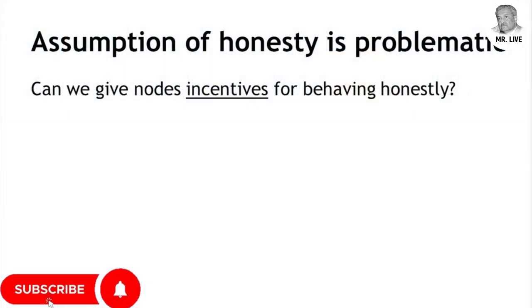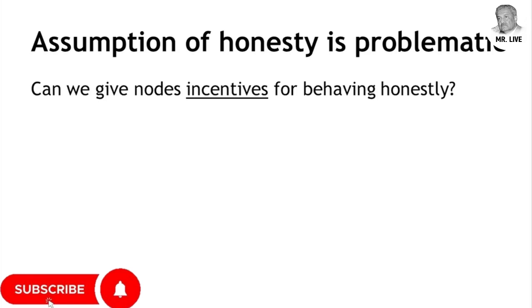I asked you to take a leap of faith with me earlier in assuming that we're able to pick a random node, and perhaps more problematically, that at least 50% of the time this process will pick an honest node. But of course, this assumption of honesty is quite problematic, especially if there are financial incentives for participants to subvert this. Then why would we expect any node to be honest, really? So what we want to ask is, can we give nodes an incentive for behaving honestly?